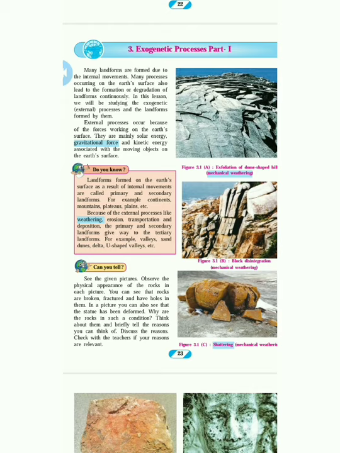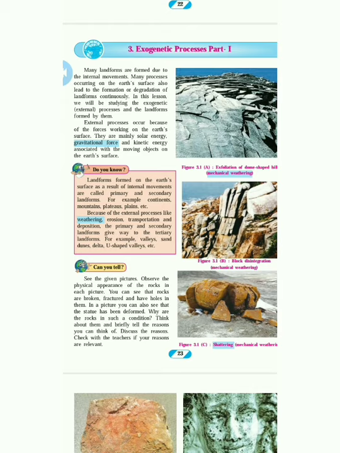Now coming to the introduction part of this chapter, many landforms are formed due to the internal movements. Many processes occurring on the earth's surface also lead to formation or degradation of the landforms continuously. In this lesson, we will be studying the exogenetic, that is, what is exogenetic? External part of the earth, processes and landforms by them. See, external processes occur because of the forces working on the earth's surface. They are mainly solar energy, gravitational force and kinetic energies associated with the moving objects on the earth's surface.